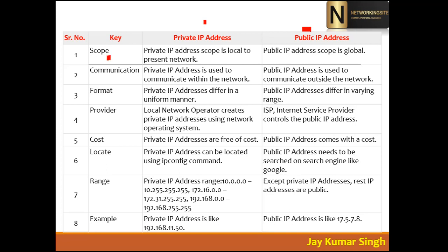The scope of a private IP address is local to the present network, meaning you can only communicate inside the LAN with the help of a private IP address. But if you have a public IP address, you can easily communicate to the internet. So a private IP address is only used to communicate within the network, and a public IP address helps you communicate outside the network.